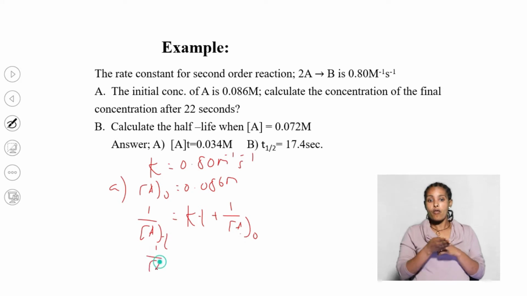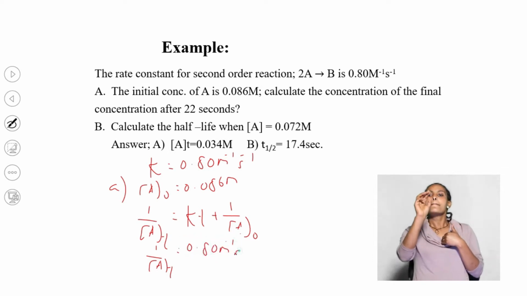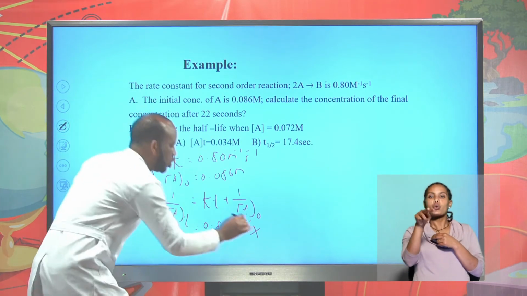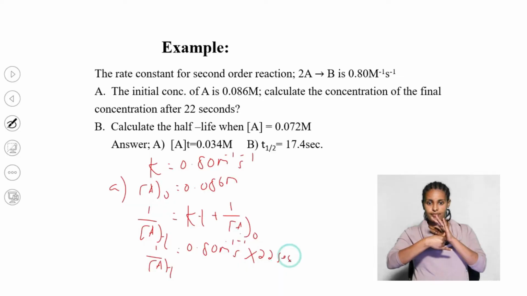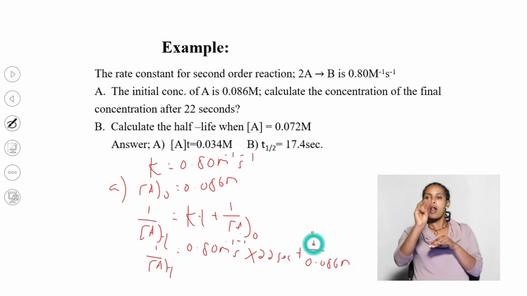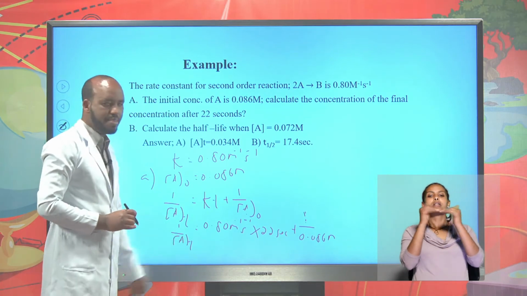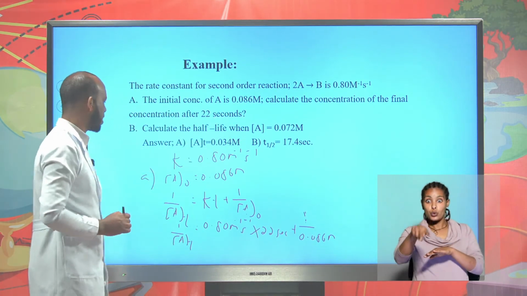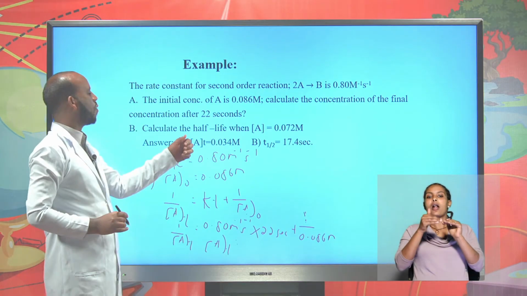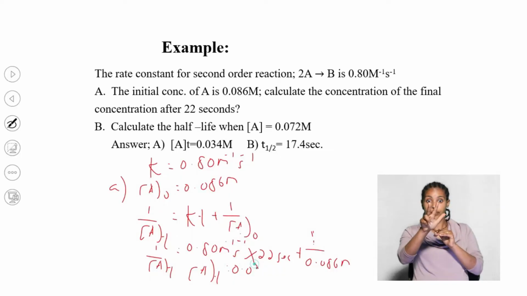1 over the concentration of A at time t equals the rate constant 0.80 per molar per second times t, which is 22 seconds, plus 1 over the initial concentration A naught, 0.086 molar. Now the concentration of A after 22 seconds equals 0.034 molar.